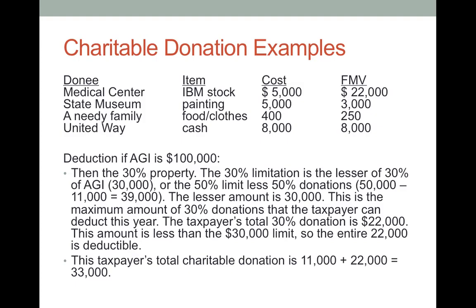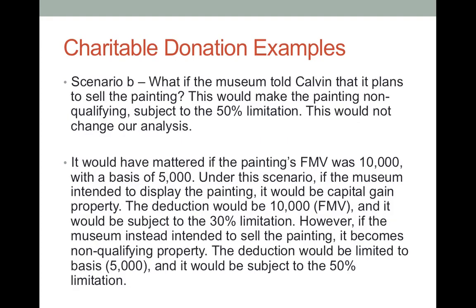Okay? So in this situation, if the taxpayer's AGI is $100,000, the taxpayer can deduct $11,000 of 50% donations and $22,000 for his 30% donations, for a total itemized deduction of $33,000. Okay, so that's what would show up on this taxpayer's Schedule A under charitable donations: $33,000.